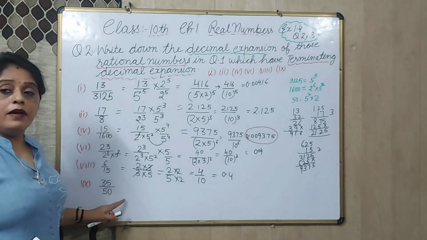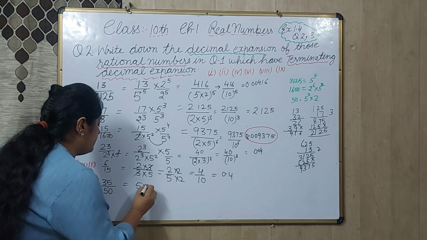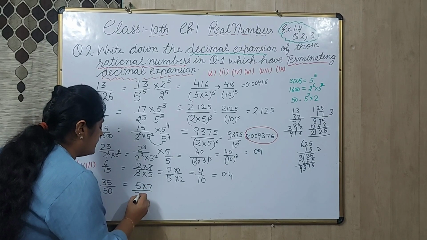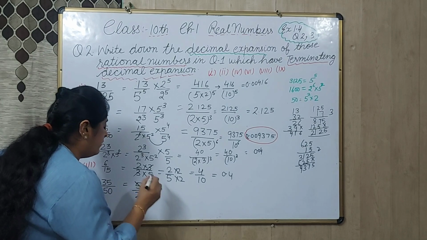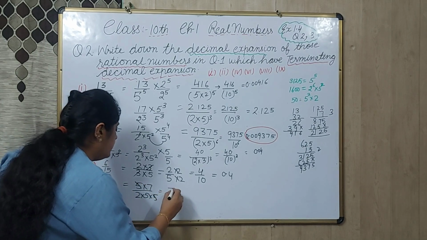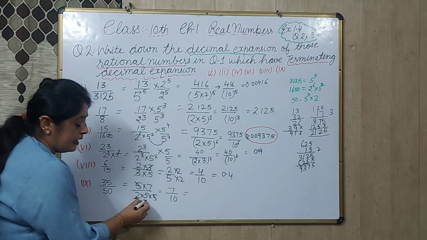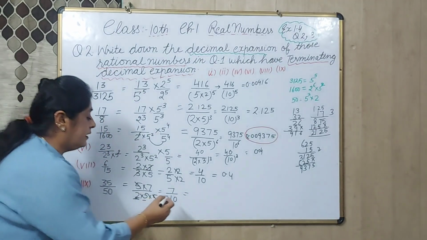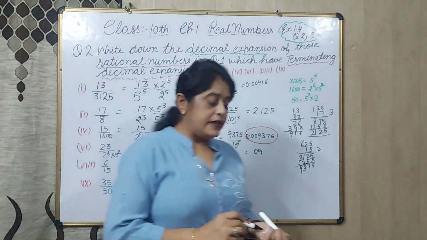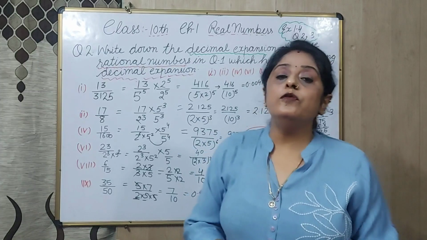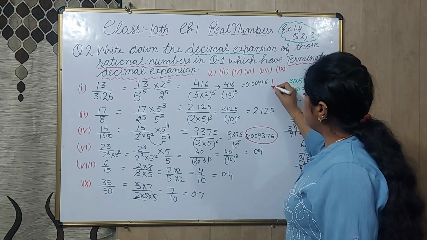Now 35 upon 50. 35 you can write 5 multiply 7 and 50 you can write 2 multiply 5 multiply 5. 5 and 5 will be cancelled and you will get 7 upon 10, that is 2 power 1 and 5 power 1, and 0.7.